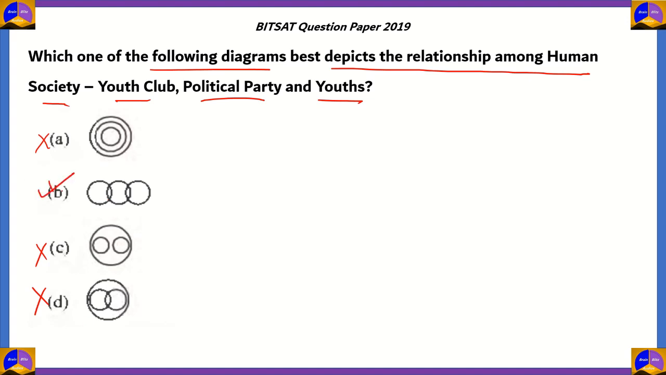The correct option will be option B, where the three circles are linked together. So we do have some amount of youth joining youth clubs, some amount of youth join political parties, and youth club and political parties are separated. They do not have anything in common other than the fact that some members of youth join them. So therefore, option B is the correct option.